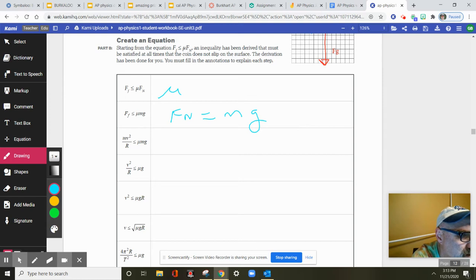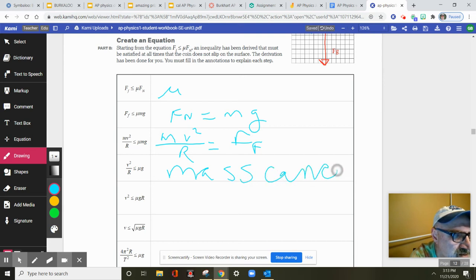And then the next step says, well, what's the friction? There's a centripetal force because it's spinning, because there has to be. And so the force of friction is what's creating the centripetal force. So we replace the force of friction with the centripetal force. That's why we did that. And then the mass cancels here. So mass is canceled.